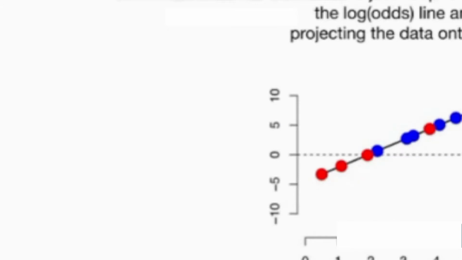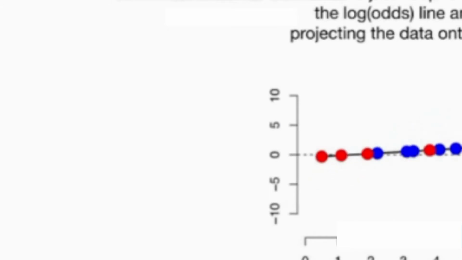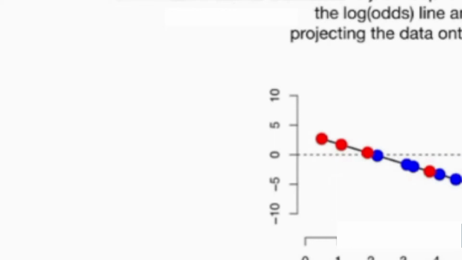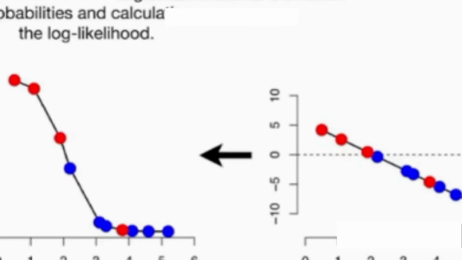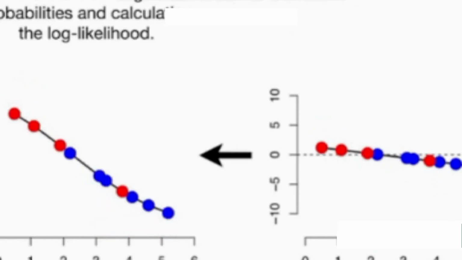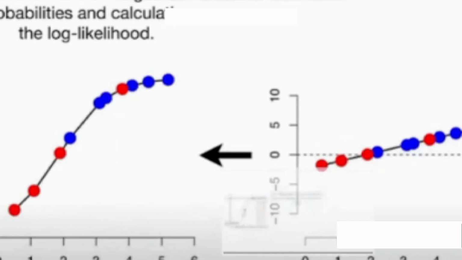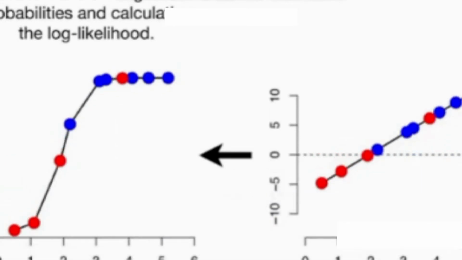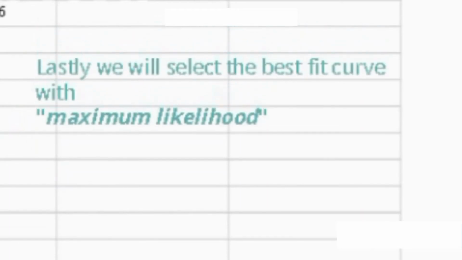And we just keep rotating the log odds line and keep projecting the data onto it, and then transforming them into probabilities and calculating log likelihood. And we keep repeating the process until we find the best fit curve with maximum likelihood.